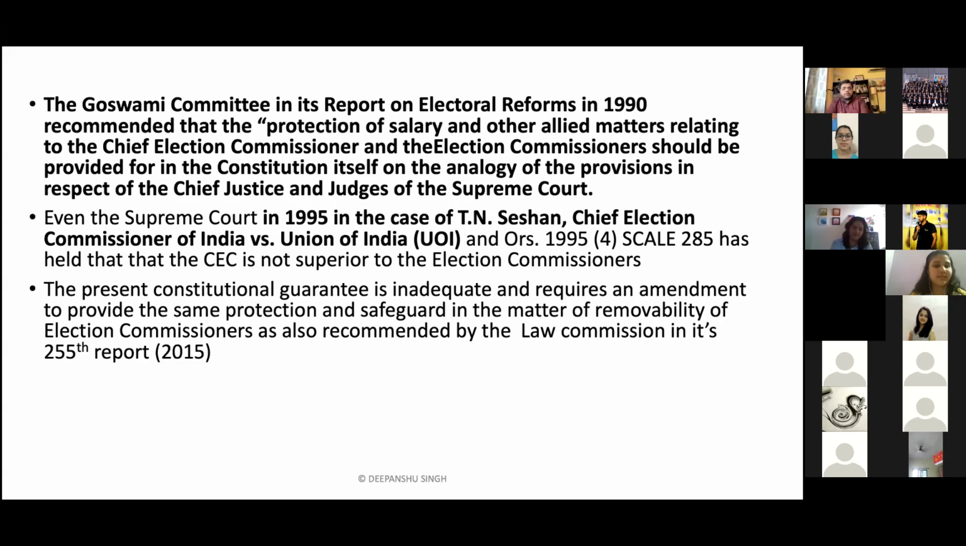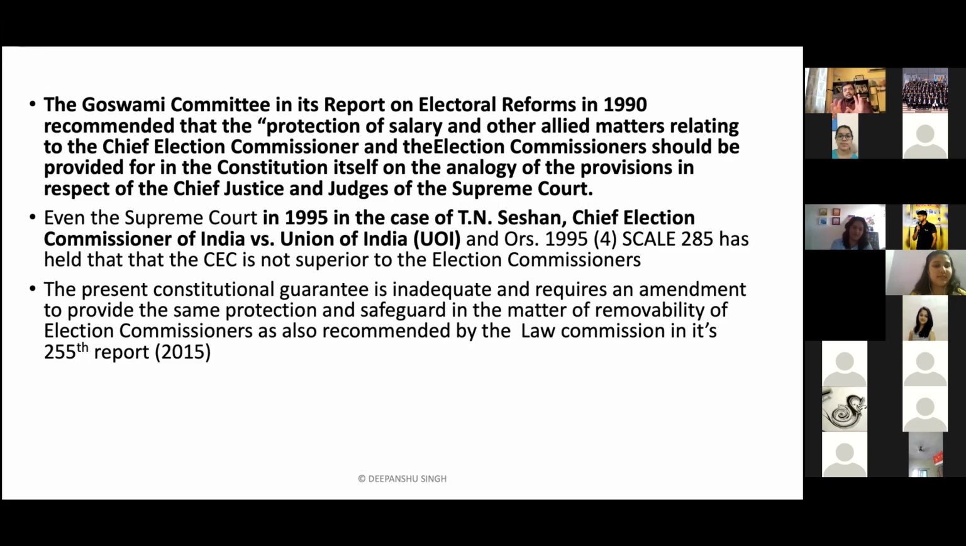Even the Supreme Court of India, in the case of T.N. Seshan, who was one of the most prolific chief election commissioners of India and brought about a lot of reforms in how elections were conducted in India, made a point. This case pertains to 1995, where the Supreme Court itself said that the chief election commissioner is not superior to the election commissioners, but at the same time you have to ensure that the salary and the independence of the office is maintained. The present constitutional guarantee is inadequate and requires an amendment to provide the same protection and safeguard in the matter of removability of election commissioners, as recommended by the Law Commission in its 255th report.